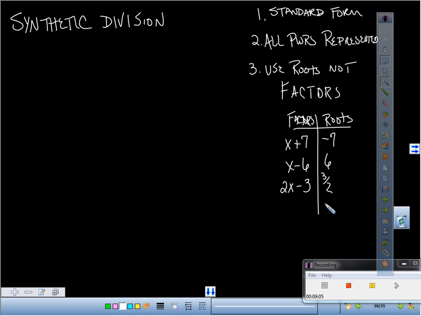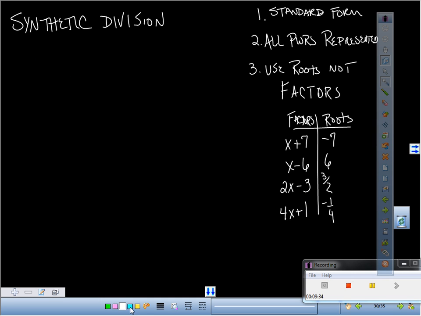All right, what about this? What if I tell you that negative 1/4 is the root? Do you know what the factor is? Very good. 4x plus 1. That's awesome. All right, so let's do a little synthetic division.